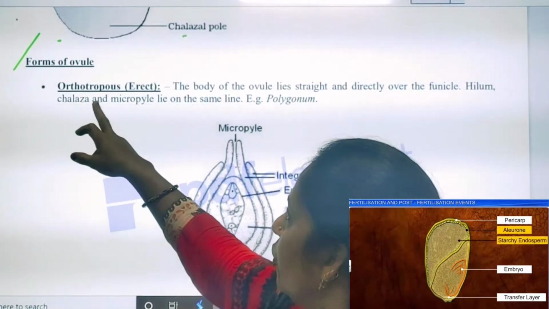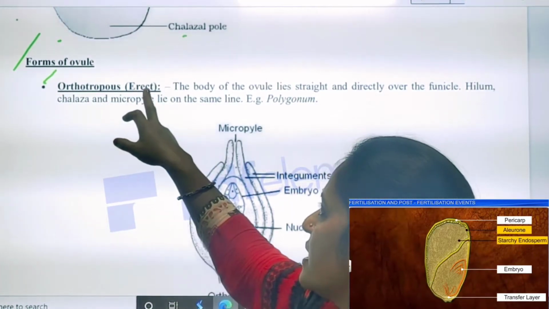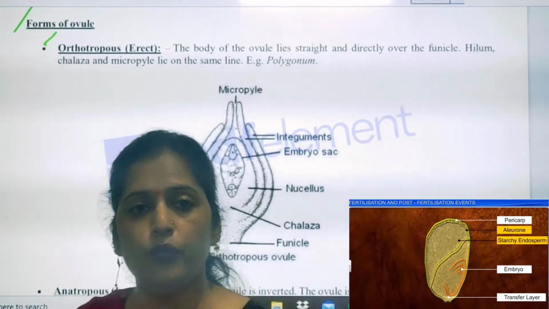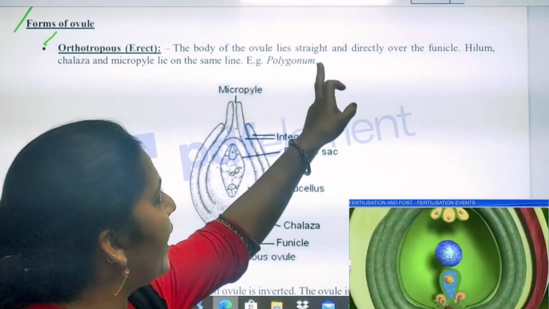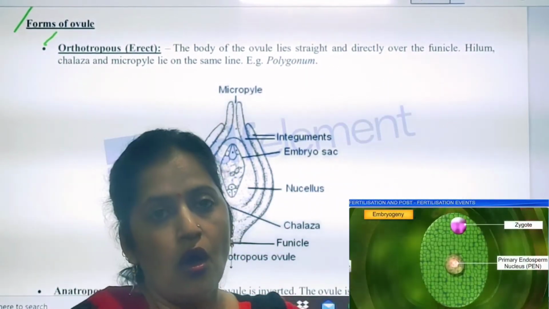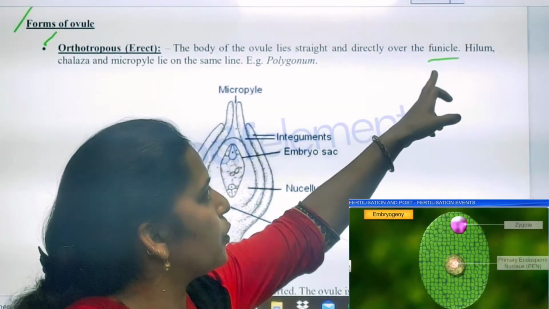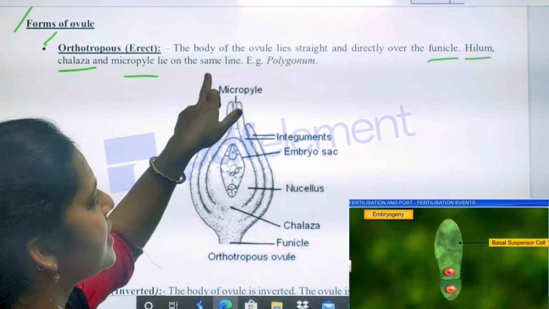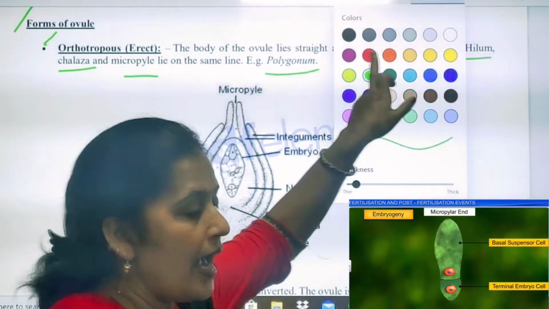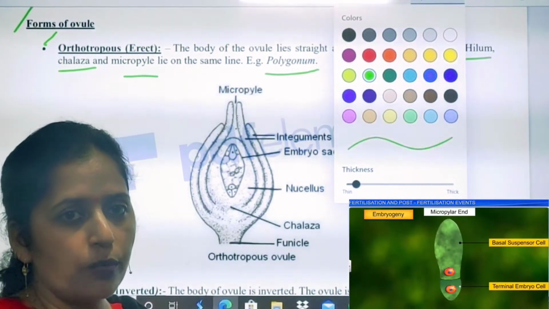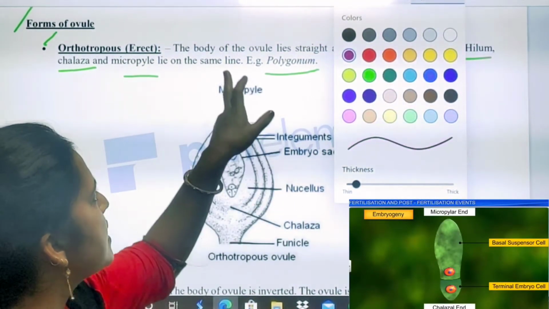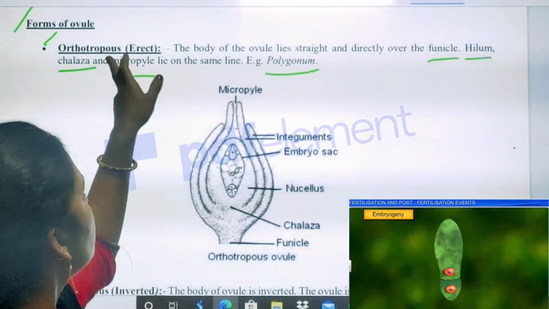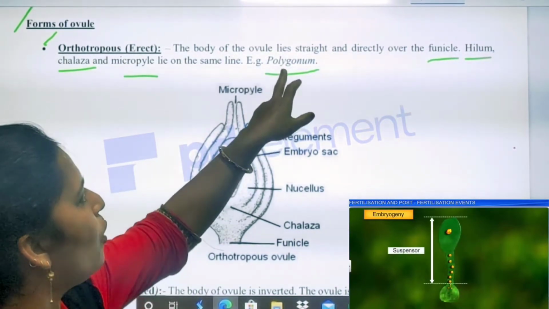The first form of the ovule is the orthotropous, that is erect. The body of the ovule lies straight, directly over the funicle. Hilum, chalaza and micropyle lie on the same line. Hilum as well as chalaza and micropyle, all of them lie on the same line. The common example of the orthotropous ovule is Polygonum.